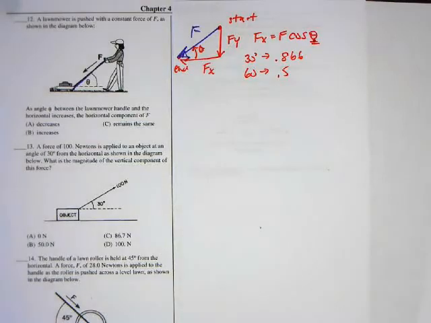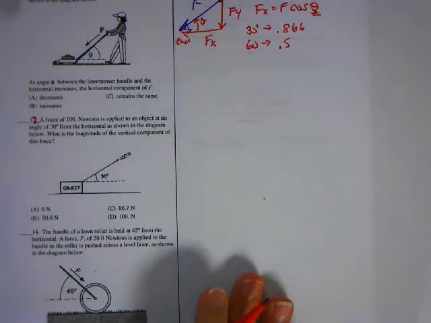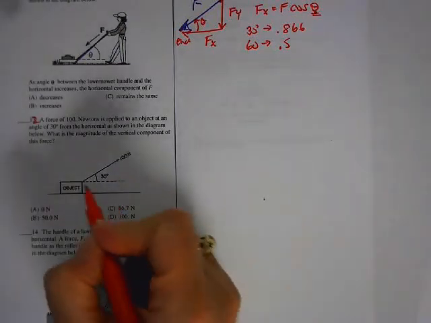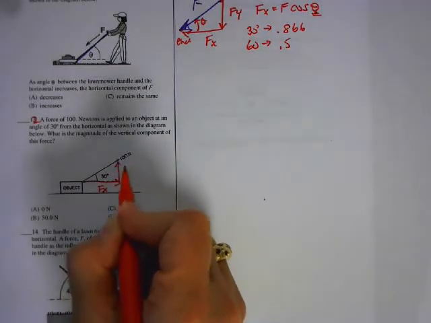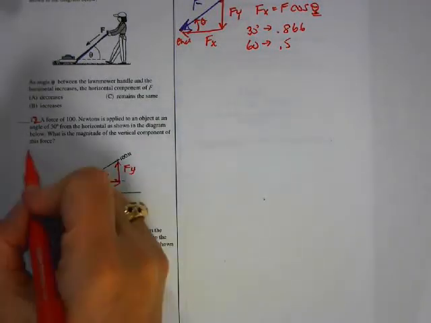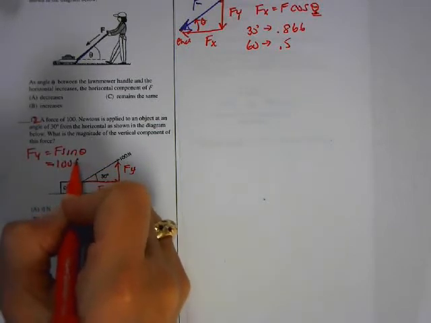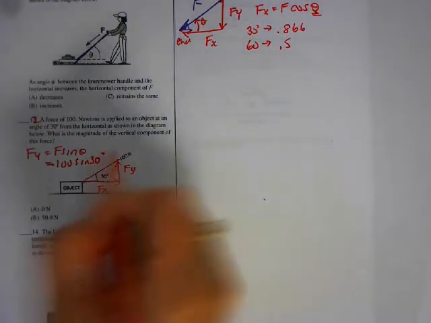Okay, number 12 says, so this should be 11, this should be 12. It says a force of 100 newtons is applied to an object at an angle of 30 degrees from the horizontal. What is the magnitude of the vertical component? So here it is, and I can draw right on here. Here's Fx, and here's Fy. So if I want to calculate Fy, Fy is equal to F sine of theta, which is equal to 100 times sine of 30. So the sine of 30 is 0.5 times 100, ends up being 50.